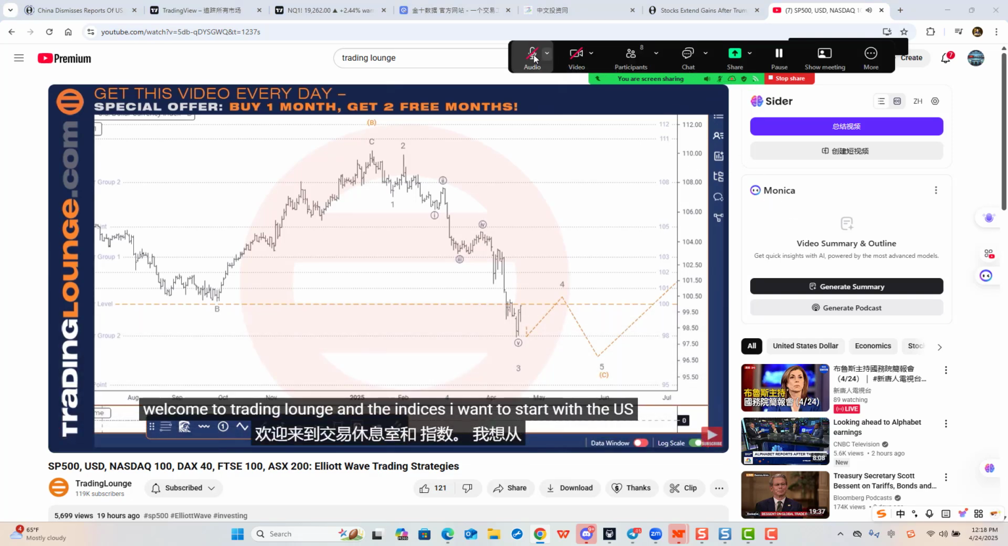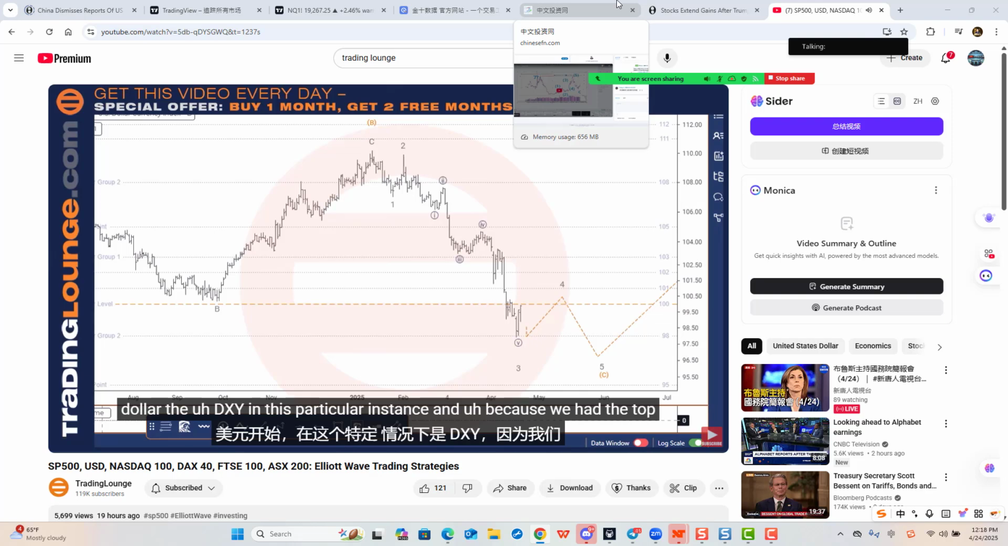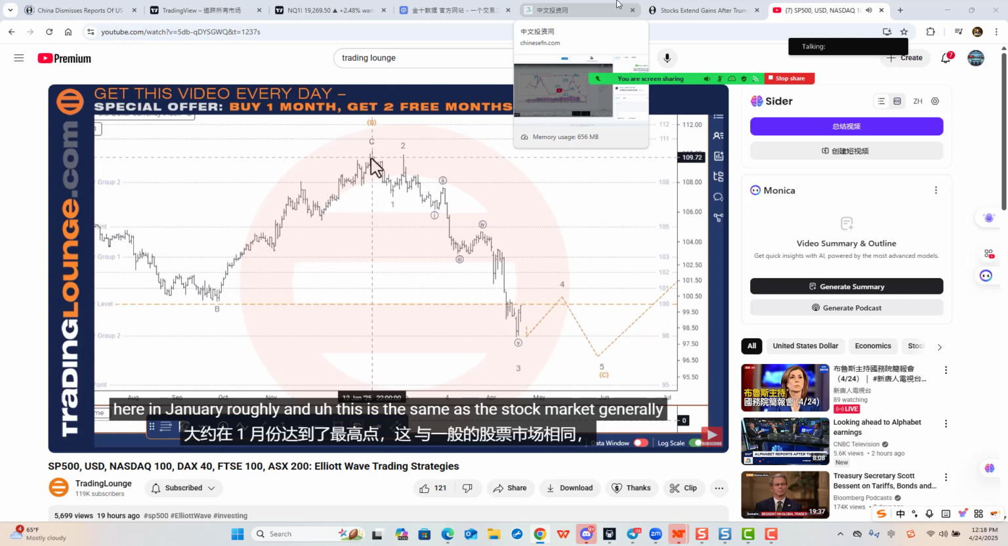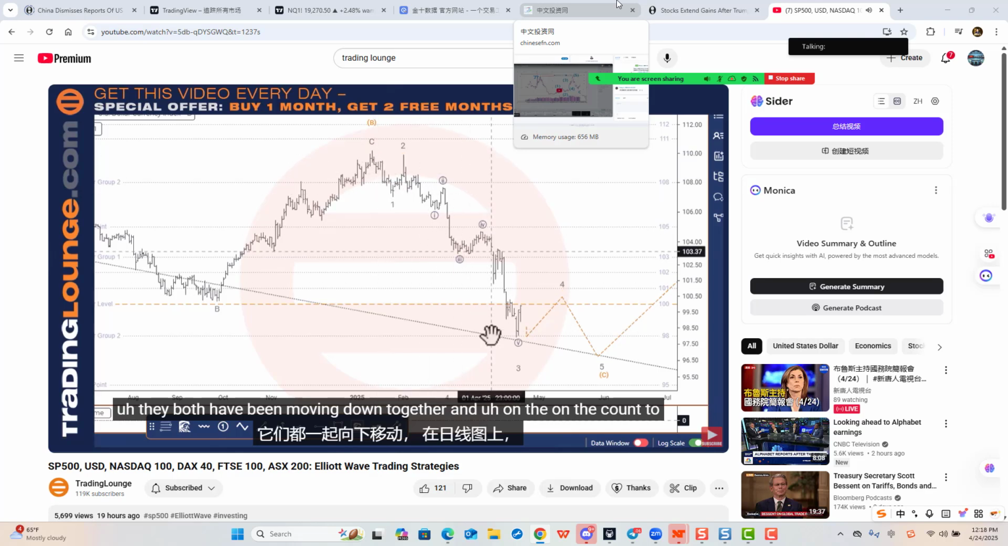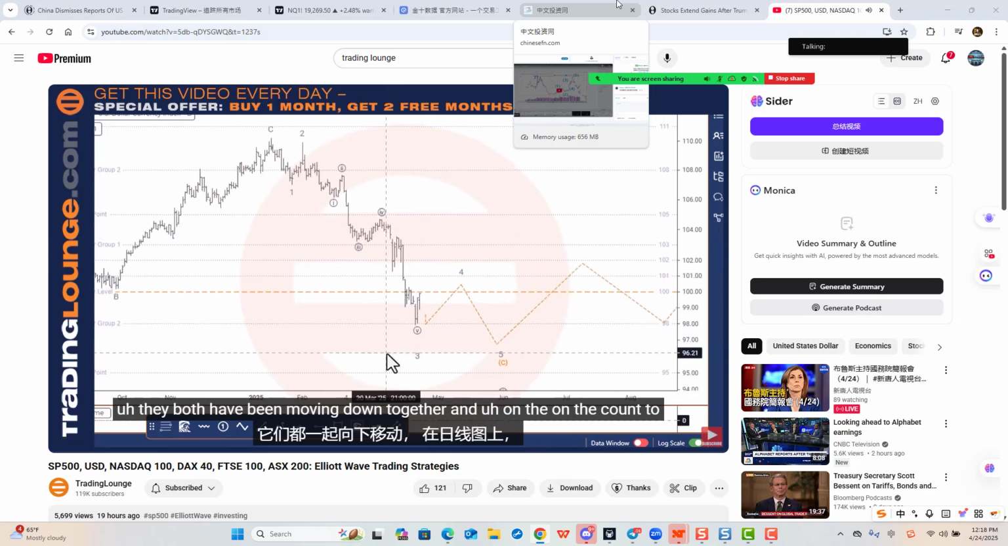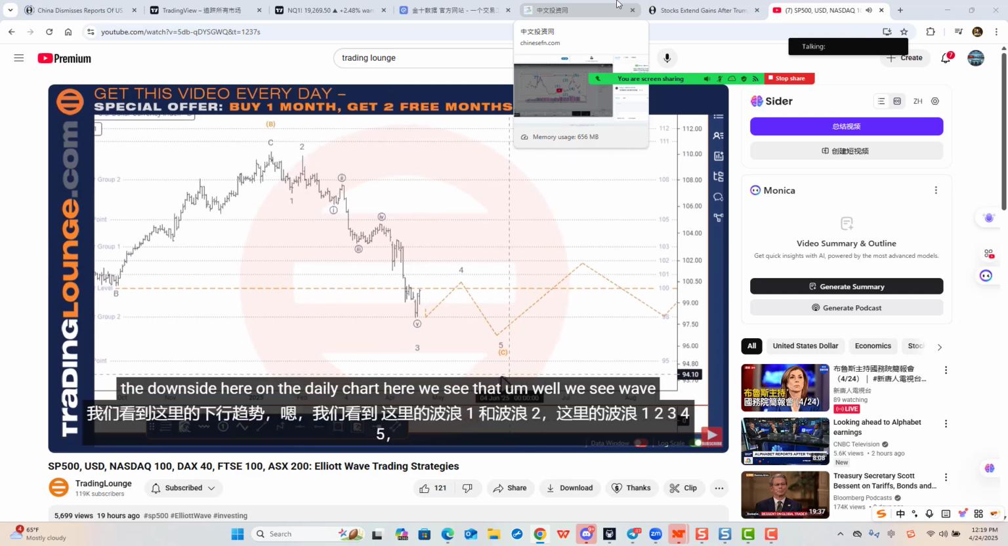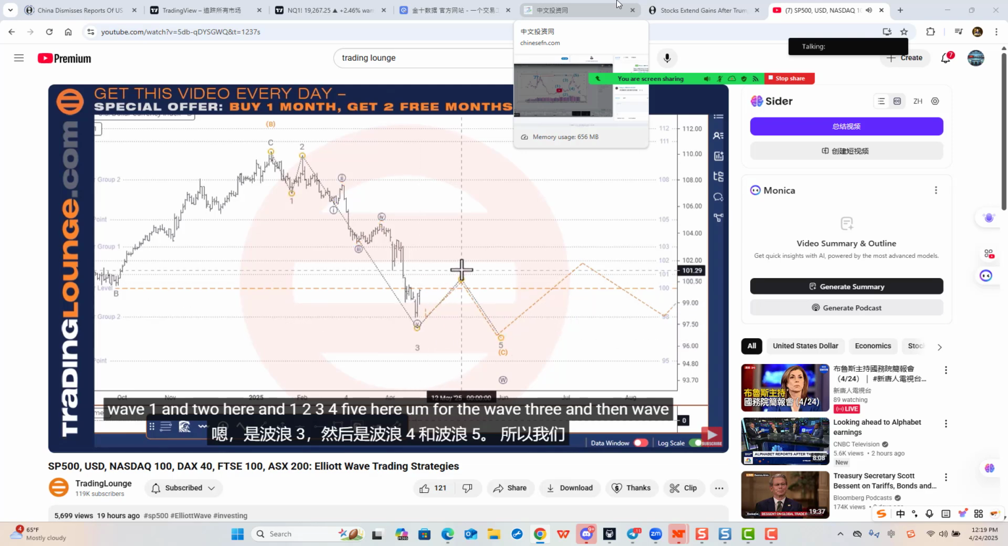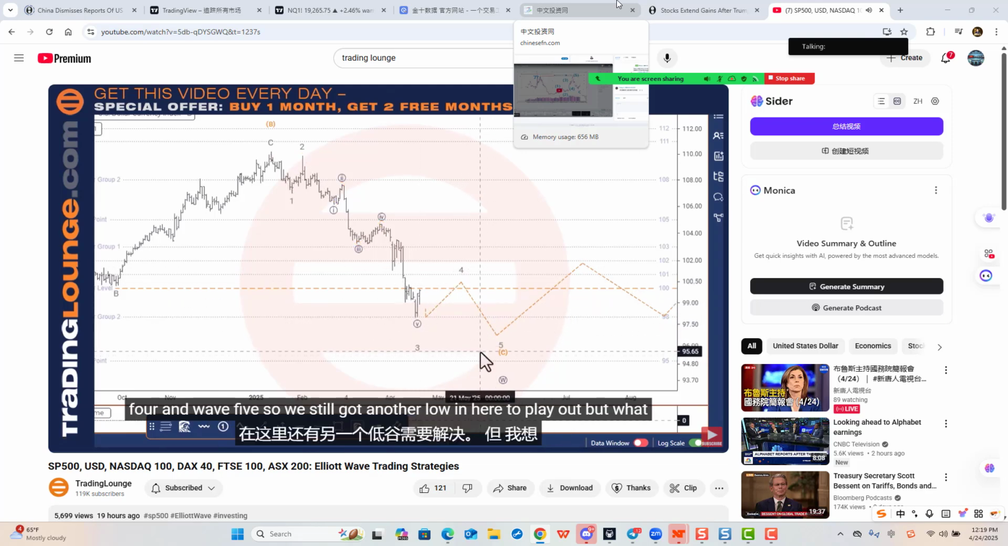I want to start with the US dollar, the DXY in this particular instance, because we had the top here in January, roughly, and this is the same as the stock market, generally speaking. Stocks all topped around January sometime, and they both have been moving down together. On the count to the downside here on the daily chart, we see wave 1 and 2, and 1, 2, 3, 4, 5 here for the wave 3, and then wave 4 and wave 5. So we've still got another low in here to play out.